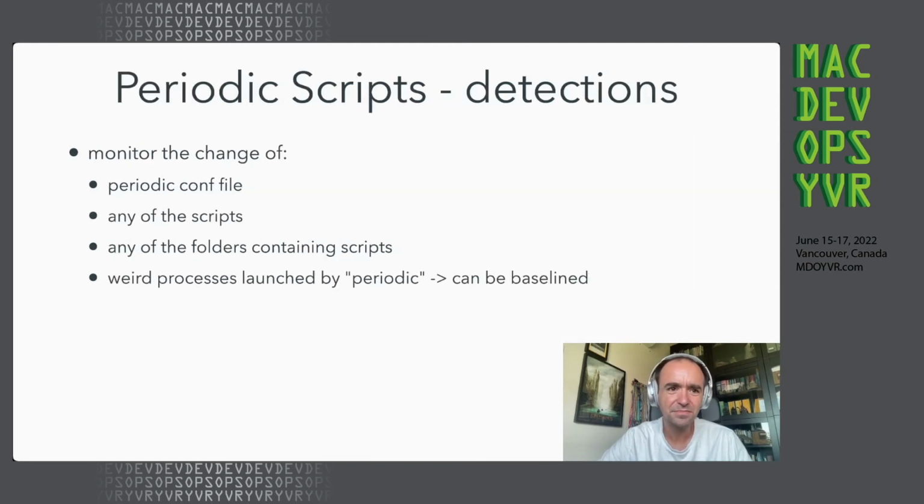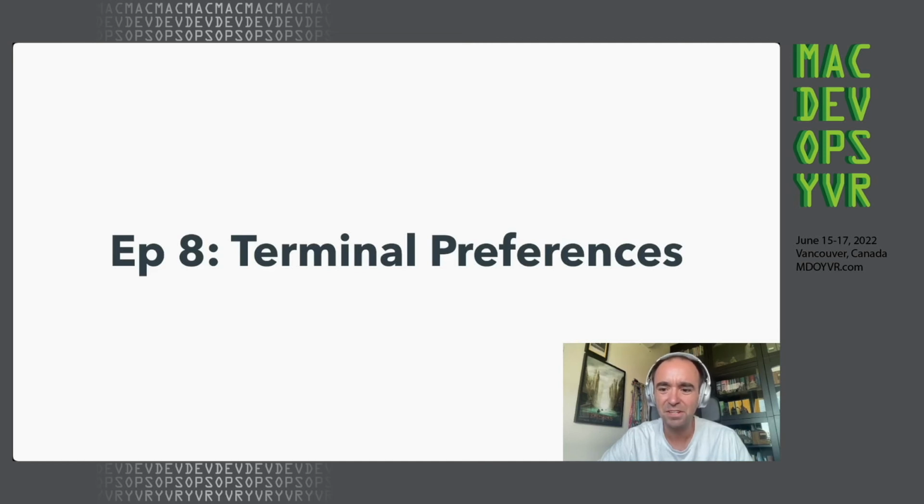As for detection, monitor for changes to all of these config files, because we can change the local script path in the config files, for changes to any of the scripts or any of the directories containing these scripts, or just check if there are any weird processes launched by the periodic scripts or the shell. I think this can be baselined. If we don't expect these periodic scripts to be changed, we can baseline what runs normally, whitelist those, and move on. Next one, terminal preferences.